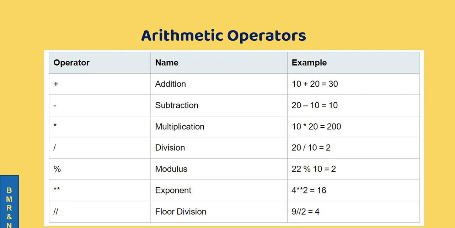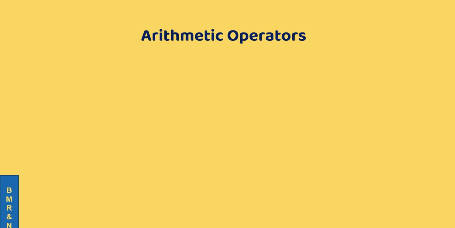These were the arithmetic operators: plus used for addition, minus used for subtraction, asterisk sign is used for multiplication, single forward slash is used for division, percentage sign is used for mod, double asterisk sign is used for exponent, and double forward slash is used for floor division.